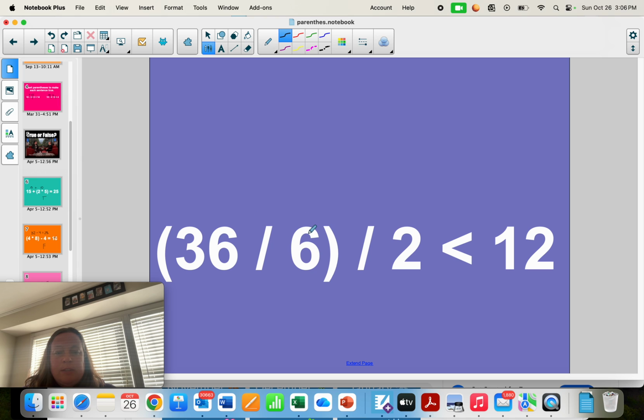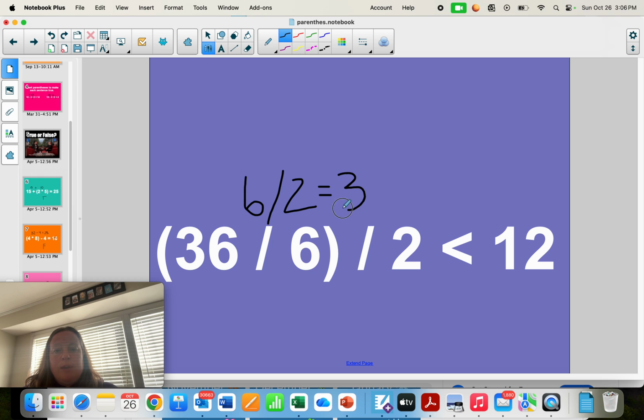36 divided by 6, what times 6 is 36? How many 6's give me 36? Well, that's 6. I'm going to put that on top. Okay, and then I have to finish it. Now I have to do 6 divided by 2. What is 6 divided by 2? How many 2's give me 6? 2, 4, oh, it's 3.